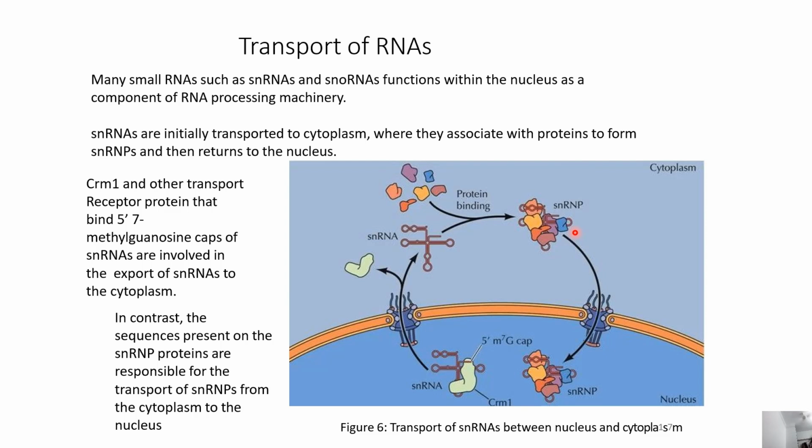Many small RNAs such as snRNAs function in the nucleus as components of the RNA processing machinery. Initially, the snRNA is transported to the cytoplasm, where it is processed to form snRNPs and then returns to the nucleus. CRM1 and other receptor proteins that bind the 7-methyl guanosine cap are involved in the export of snRNA to the cytoplasm.